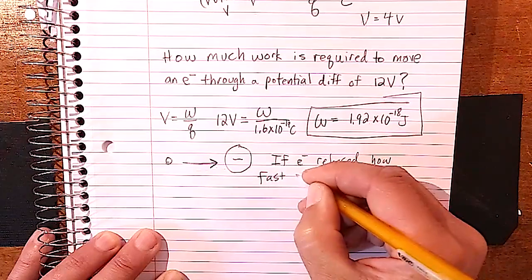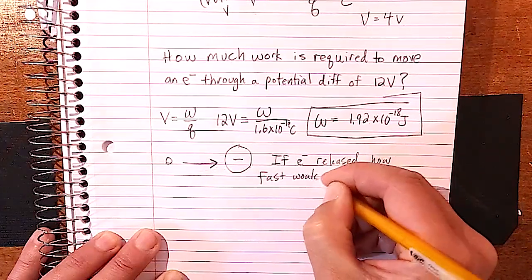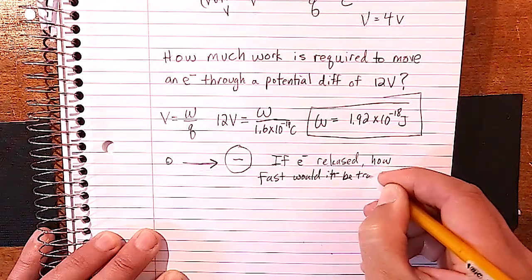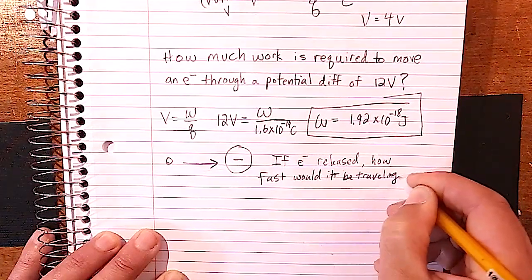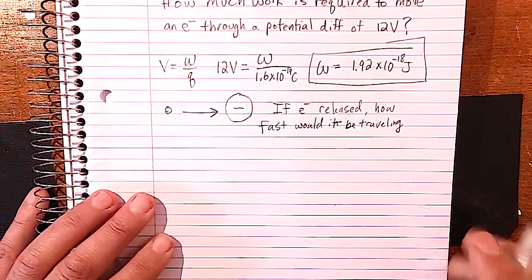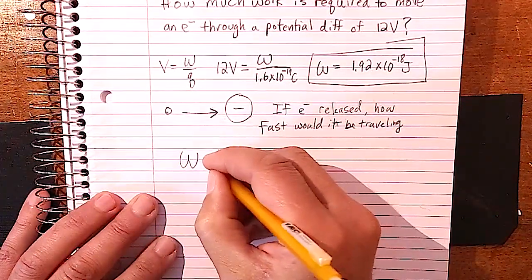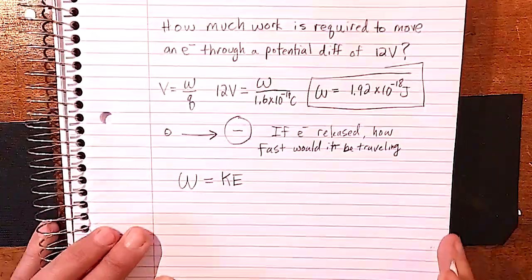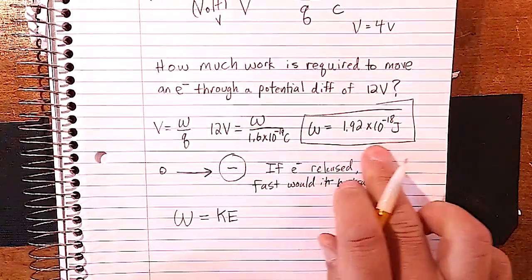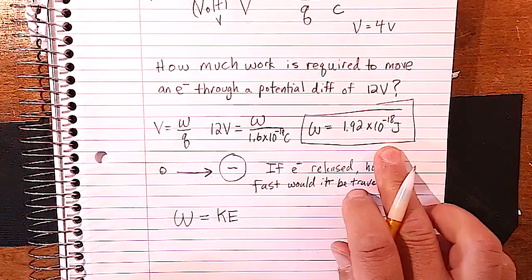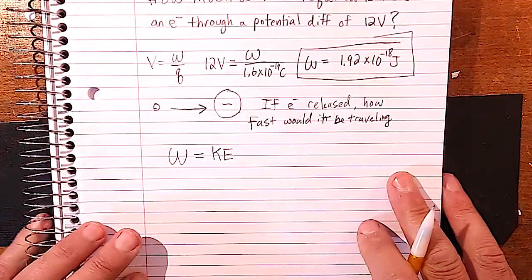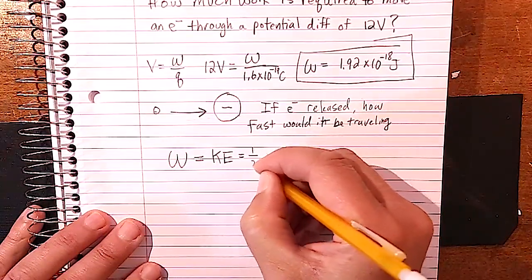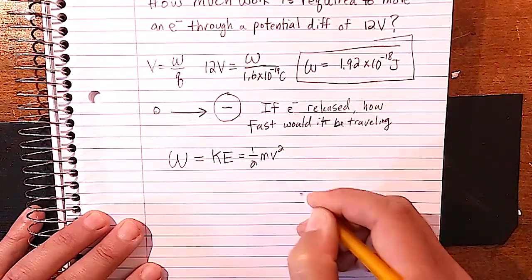How fast would it be traveling? In other words, what's its maximum speed? So to do that, we're going to say that the work done turns into kinetic energy. Well, we know that the work done was 1.92 times 10 to the minus 18th joules. So we can say that kinetic energy is going to turn into 1/2 mv squared.